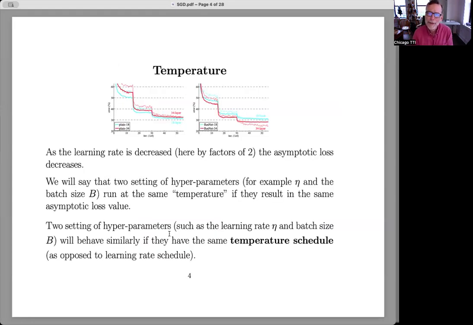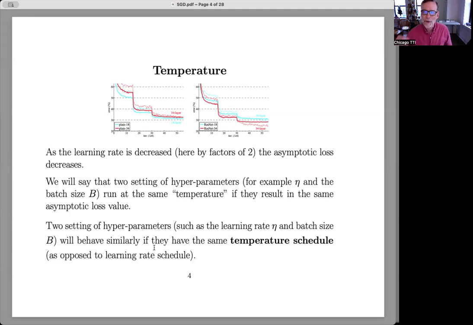Now, there's another idea I want to emphasize, and this is temperature. So I'm simply going to define temperature to be the loss value that you reach at a particular learning rate. So for every learning rate, there's a loss value, and this loss value will go lower as the learning rate is reduced.